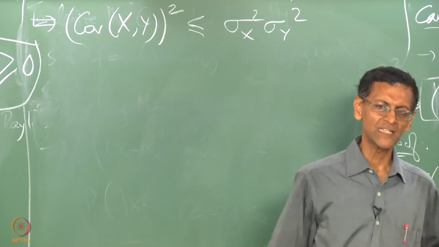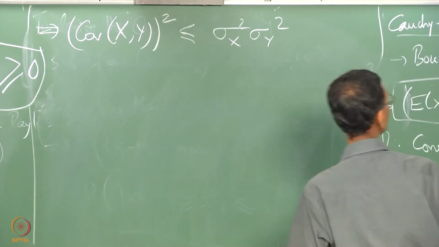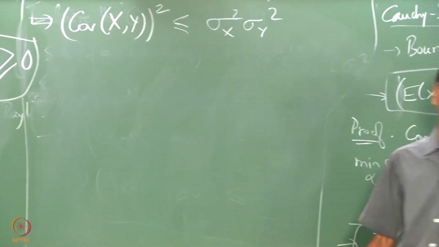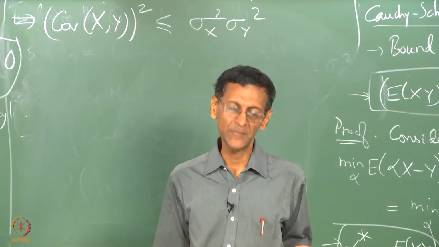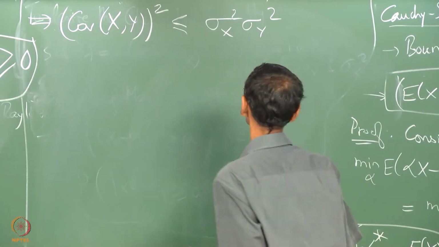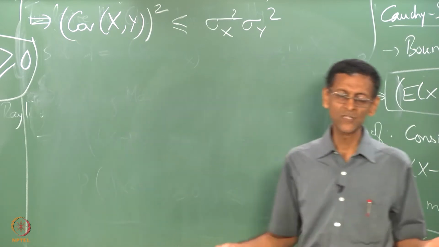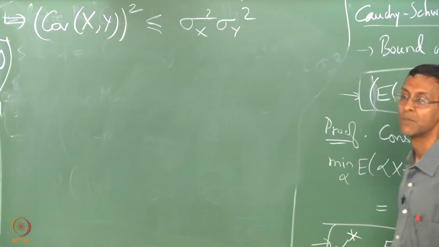We have not made any extra assumption about x and y, right? If you say the E of x squared and E of y squared are finite, variances have to be finite and means have to be finite. So existence of the variance always implies the existence of the mean, right?